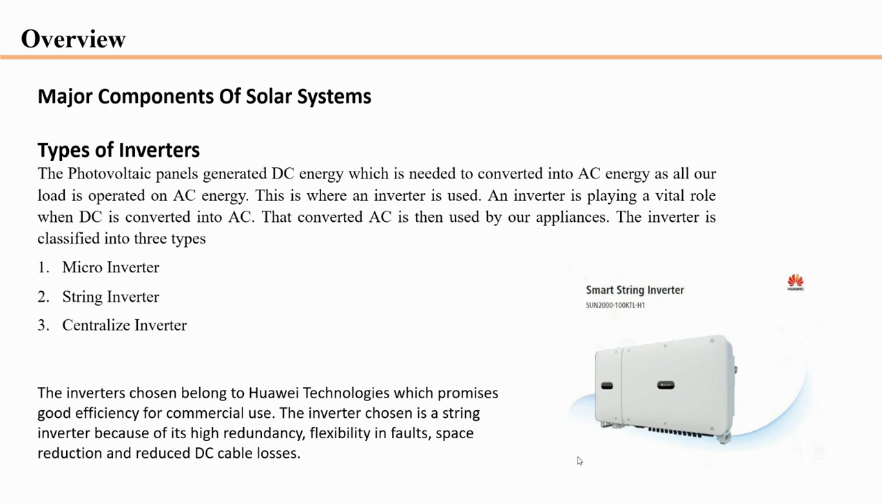Inverters are classified into three types: microinverter, string inverter, and centralized inverter. The inverter we chose in this project belongs to a reputed brand, which promises good efficiency for commercial use. The inverter chosen is a string inverter because of its high redundancy, flexibility in faults, space reduction, and reduced DC cable loss. Here is a picture of the inverter that we will use in our system.